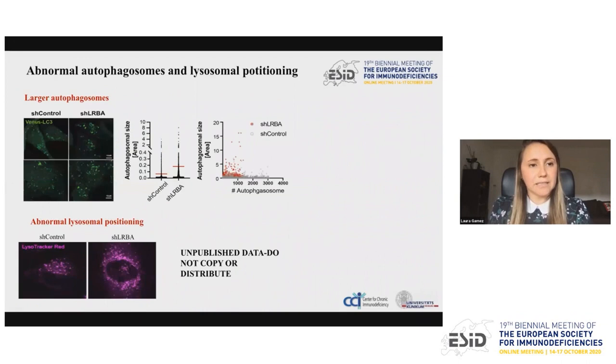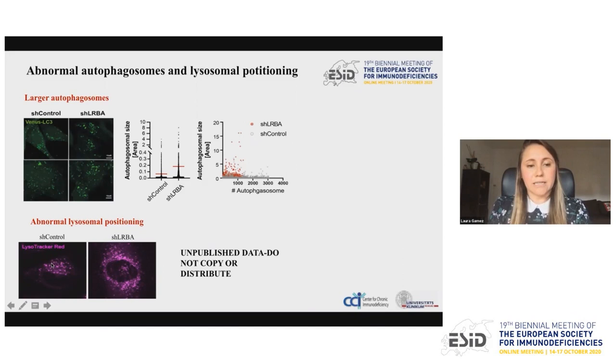Additionally, after transfecting HeLa cells with the LRBA LC3 plasmid, we observed that the knockdown LRBA HeLa cells can form autophagosomes that are bigger than the autophagosomes formed in the wild type HeLa cells. When we look at the lysosomal positioning, we observed that the lysosomes in the absence of LRBA were all distributed through the cytosol, in contrast to the perinuclear location that we observed in the wild-type HeLa cells.